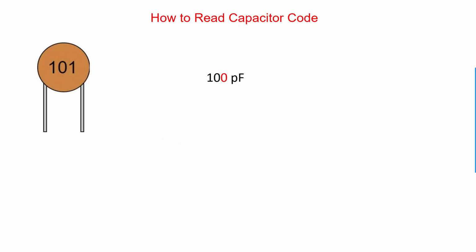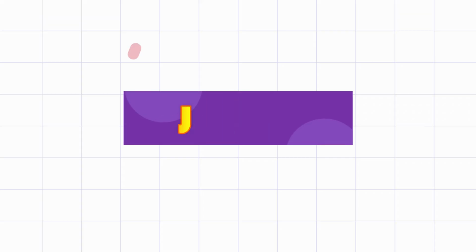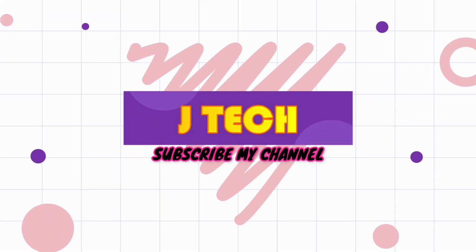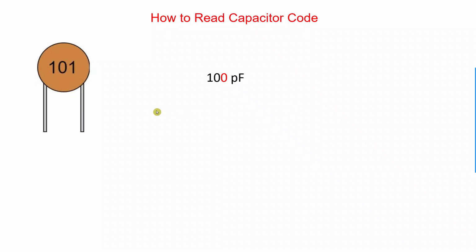Today in this video I will discuss how to read the capacitor value from the code. So let's get started. So here I am taking one capacitor. The code of this capacitor is 101. So let's calculate what is the value of this capacitor.